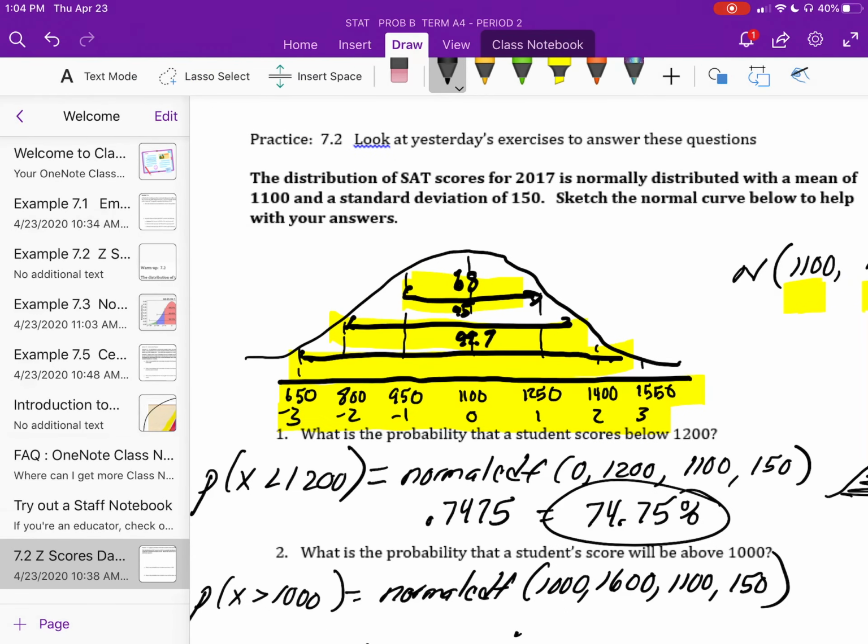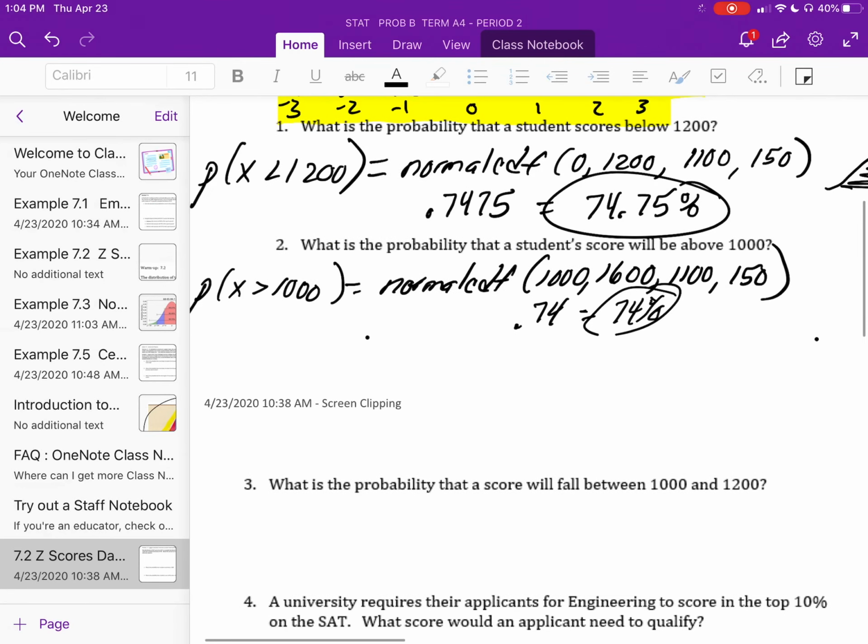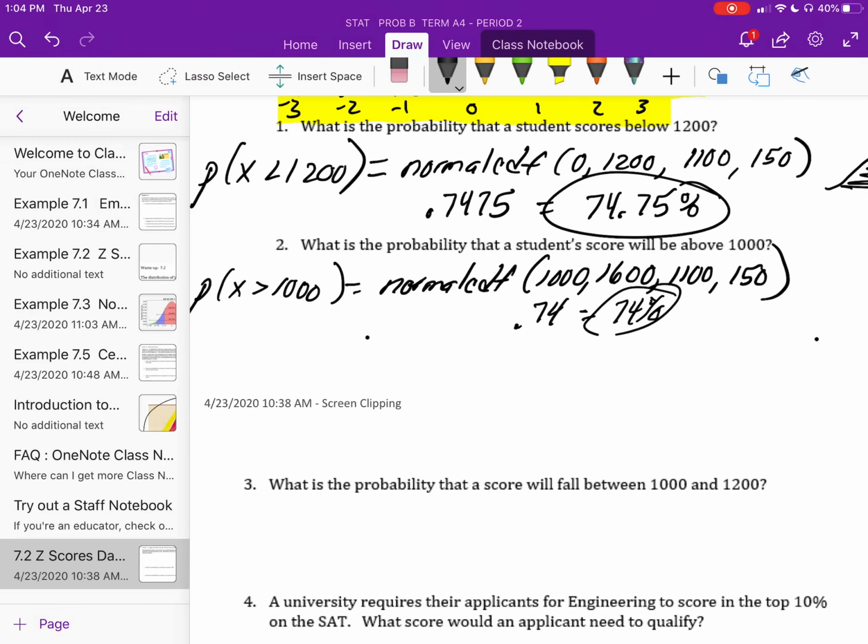0.74. So we'll just say 74%. Almost the same probability. All right. What's the probability they fell between those two scores? If you remember from the previous video, that was the probability that X was between 1,000 and 1,200.